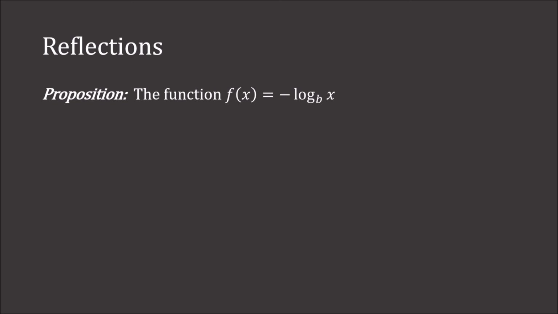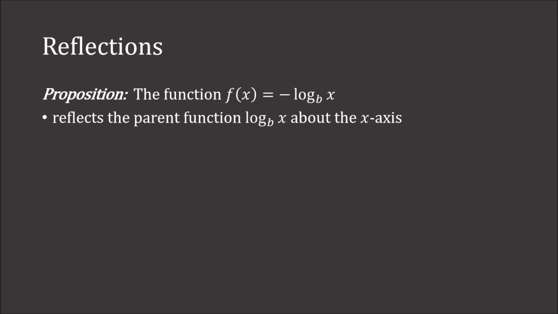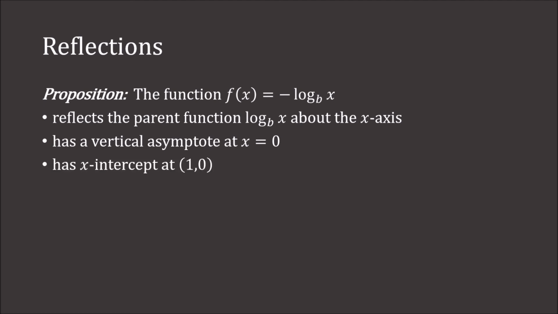Now the function f of x equals negative log base b of x will reflect the parent function log base b of x about the x-axis. The vertical asymptote will still be x equals 0. The x-intercept will still be (1, 0). Domain will still be all positive real numbers, and the range will still be all real numbers.